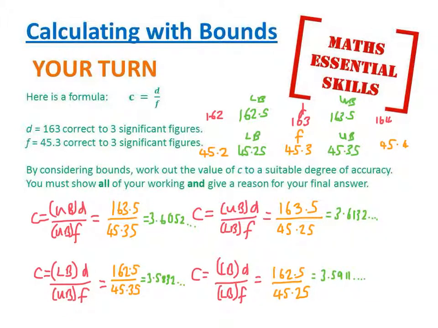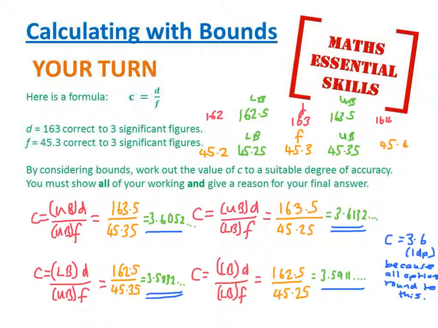Now this question doesn't ask you to work out the overall upper bound or the overall lower bound. What it asks me to do is to work out C to a suitable degree of accuracy. Well, all of these answers, and particularly the biggest, which is this one, and the smallest, they all round to 3.6. So therefore I can conclude that C equals 3.6 to 1 decimal place. And it asked me to write down a reason for this, and that's because all possible scenarios round to 3.6. And hopefully you can just see that that's written in the corner.